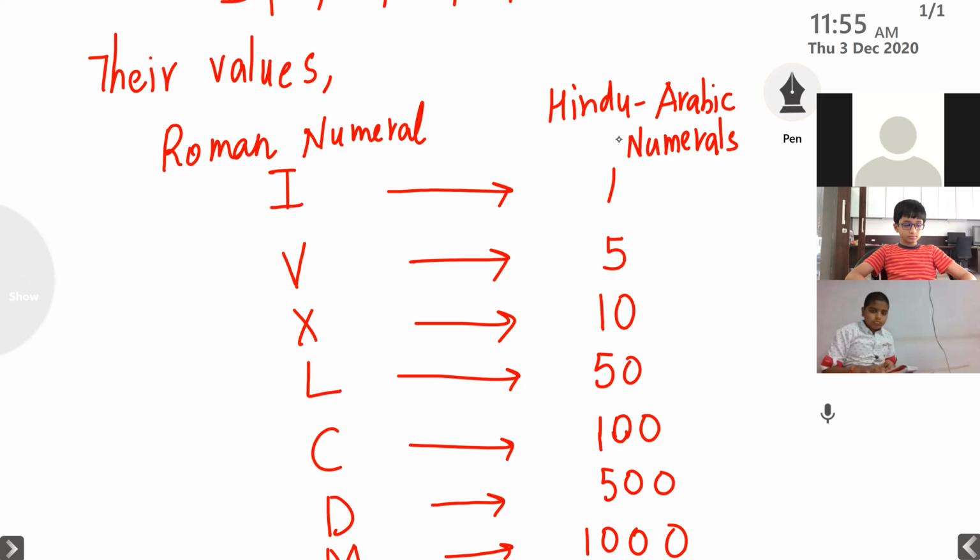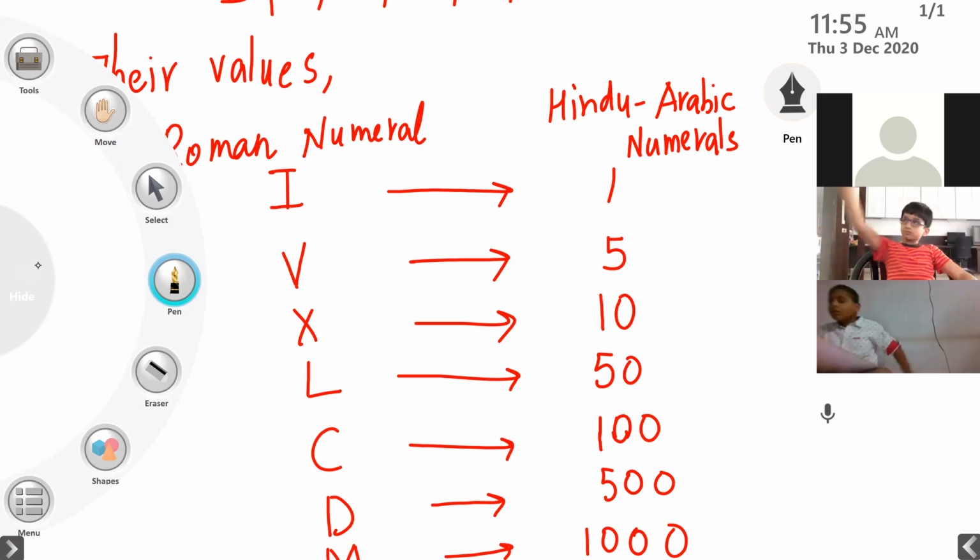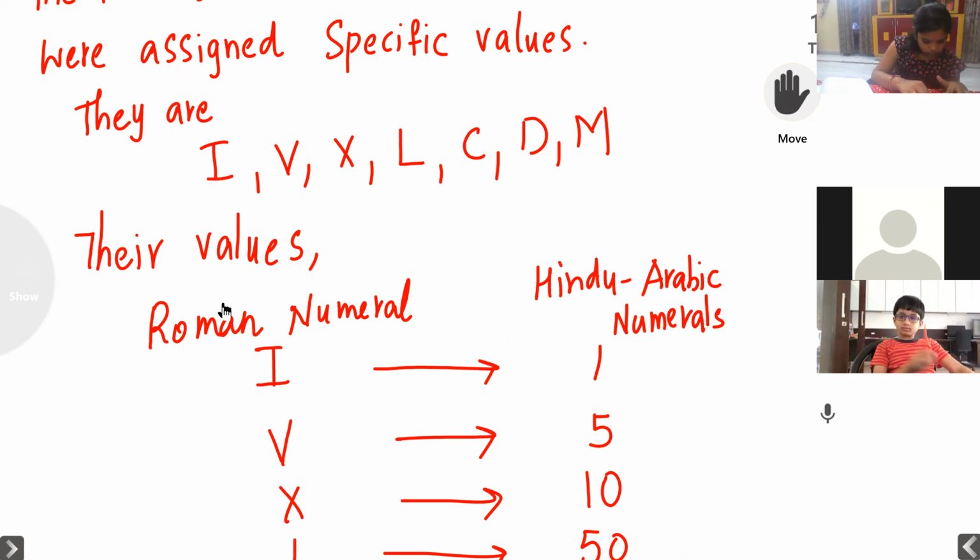Ma'am, we use down some. If I move it down, others cannot see the values over here. I'll move it, I'll make it fast. Okay, ma'am.